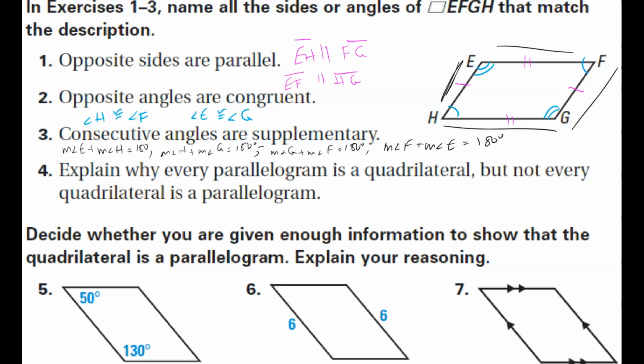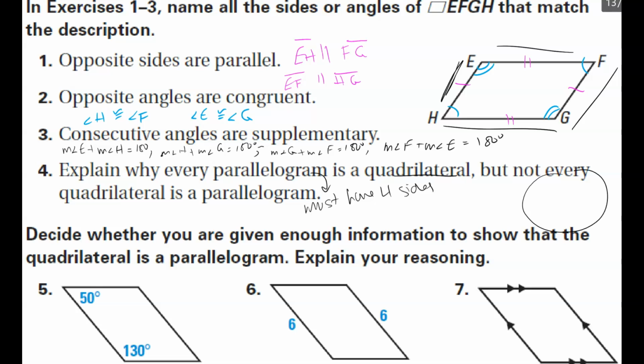Well, guess what? A parallelogram must have 4 sides. And that's the basic definition of quadrilateral. Must have 4 sides. But on top of that requirement, parallelograms also must have 2 sets of sides that are parallel to each other, where quadrilaterals don't. Quadrilaterals only have to have 4 sides.